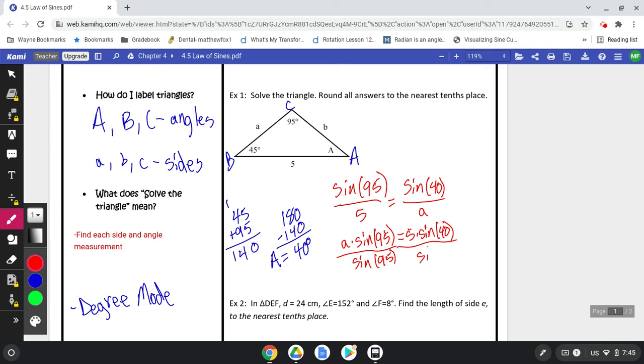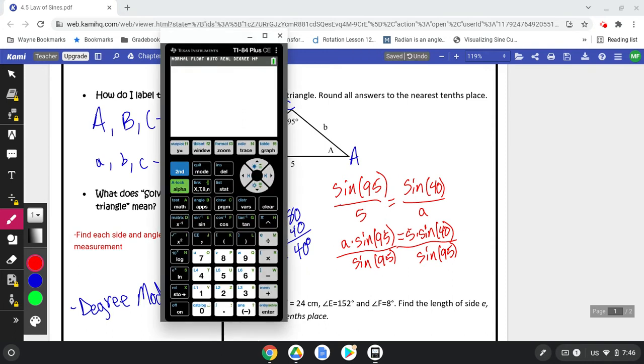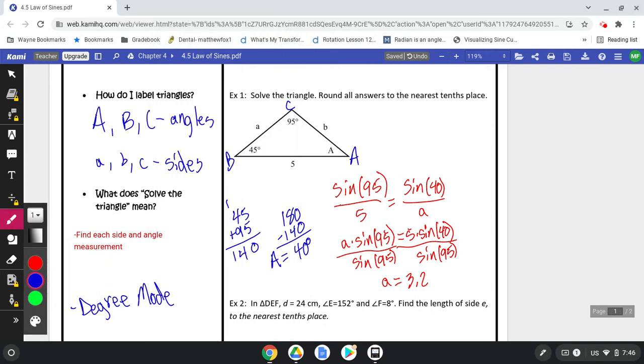If I do it to one side, I've got to do it to the other. Now to put this into our calculator, we already switched it into degree mode. So now we can do 5 times the sine of 40, close the parenthesis, all of that divided by the sine of 95. I close it, and I will hit enter, and I get 3.2 if I'm rounding to the nearest tenth. So a is equal to 3.2. Now, we need to find b as well, and when we're solving for b, everything will be the same.